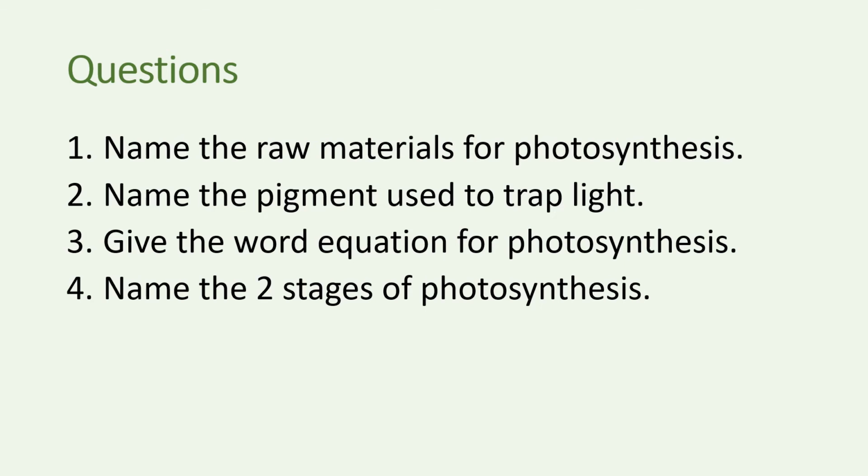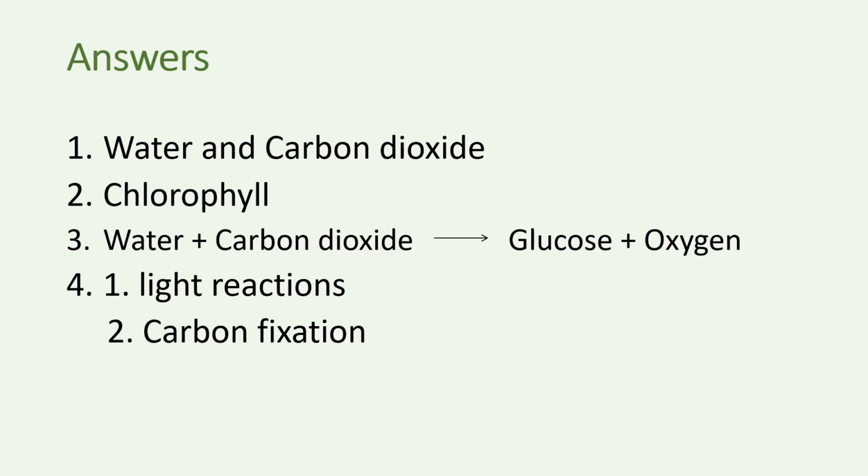So the questions are: name the raw materials for photosynthesis, name the pigment used to trap light, give the word equation for photosynthesis, name the two stages of photosynthesis. So the answers are that water and carbon dioxide are the raw materials for photosynthesis. Chlorophyll is the pigment used to trap light. The word equation for photosynthesis is water and carbon dioxide reacts to form, which is the arrow, glucose and oxygen. And the stages of photosynthesis are stage one is the light reactions and stage two is carbon fixation.